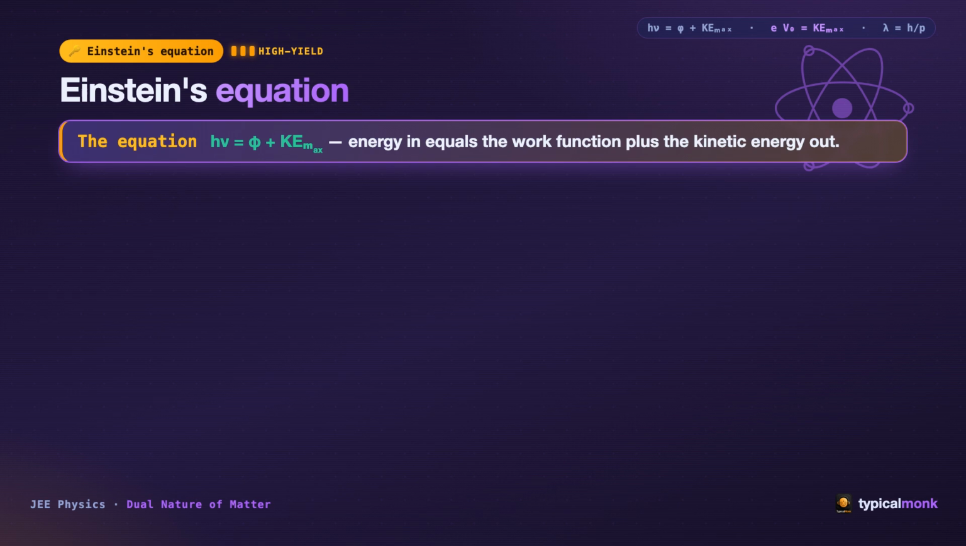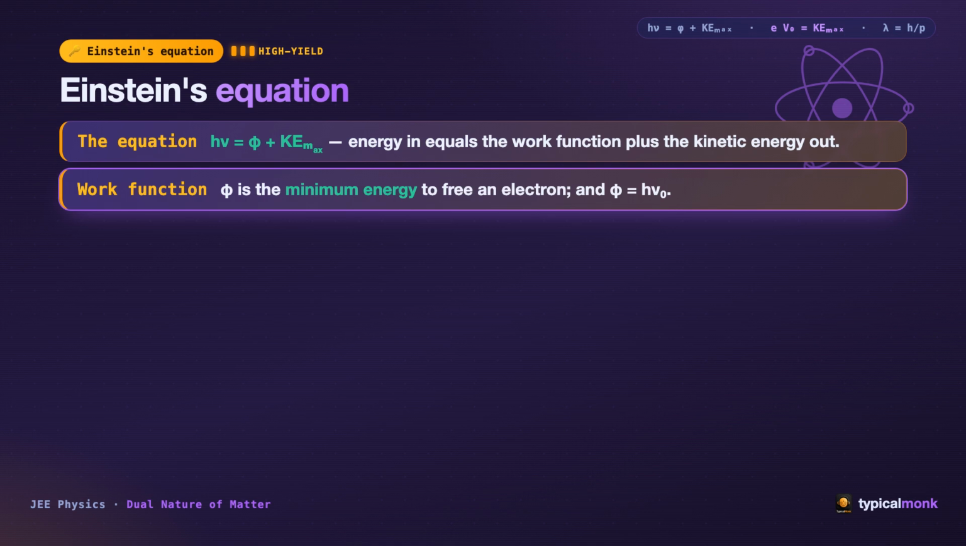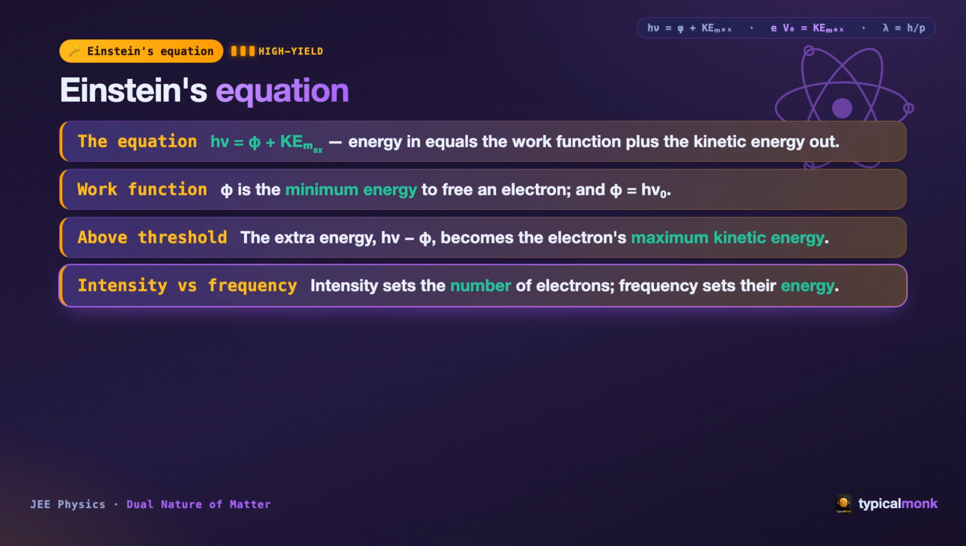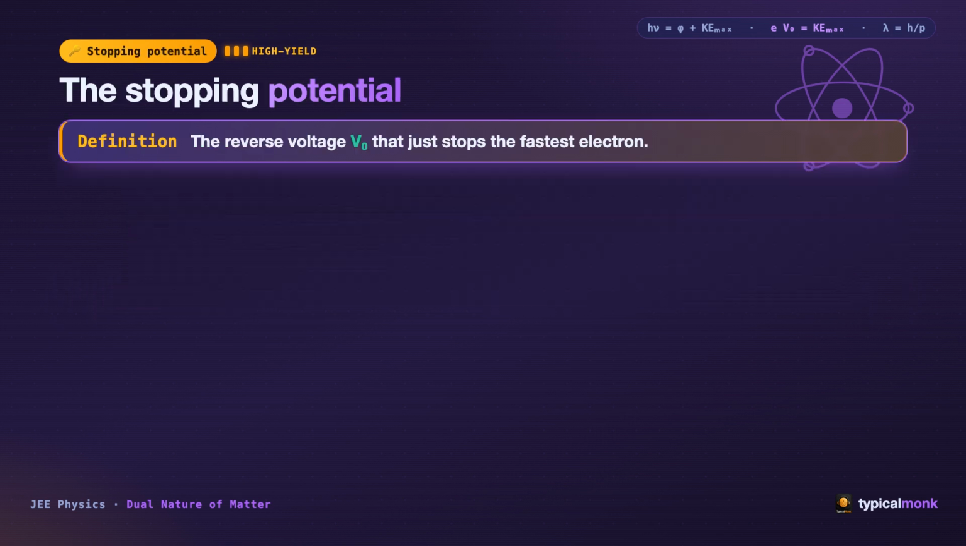Now the equation that explained it all. The equation: h nu equals phi plus KE max. The energy coming in equals the work function plus the kinetic energy going out. The work function: phi is the minimum energy needed to free an electron and it equals h nu naught. Above threshold, the extra energy, h nu minus phi, becomes the electron's maximum kinetic energy. Intensity versus frequency: the intensity sets the number of electrons. The frequency sets their energy.